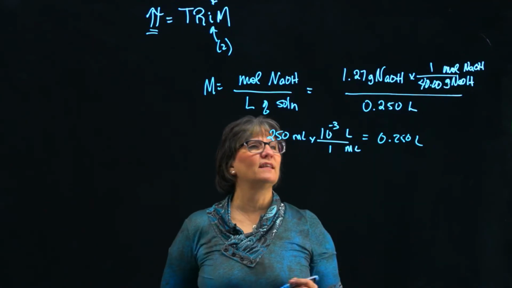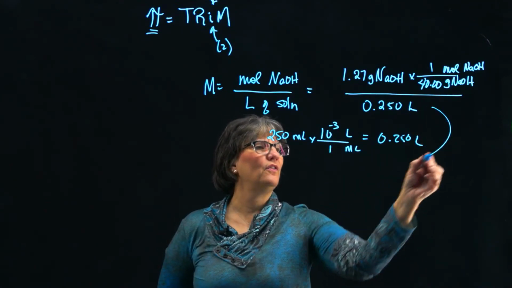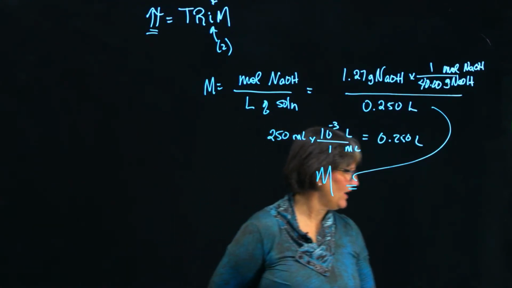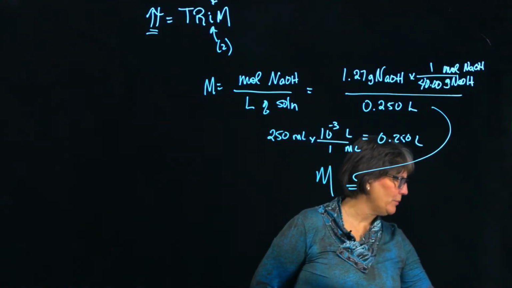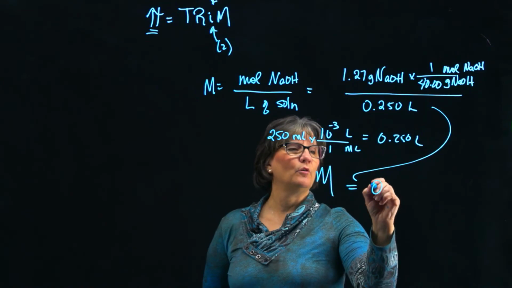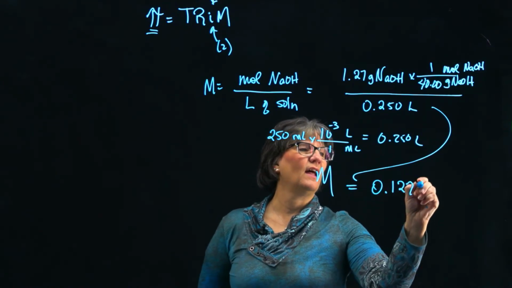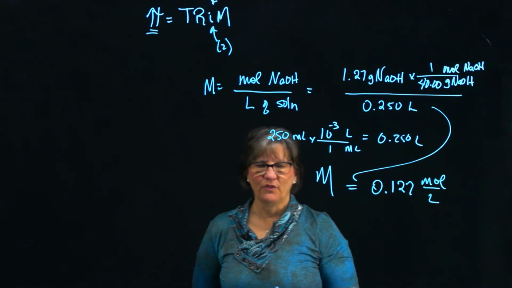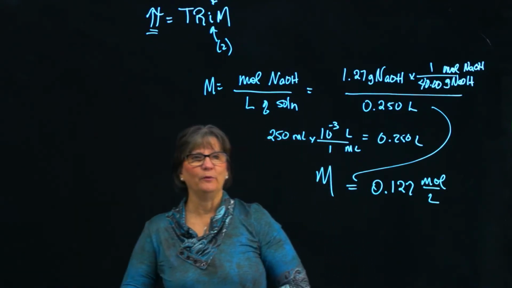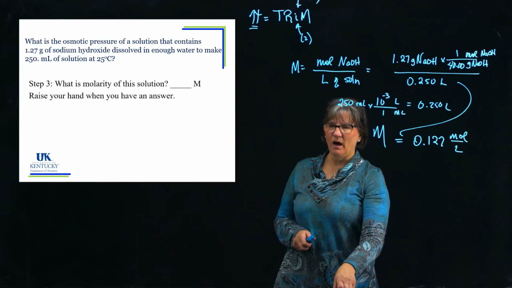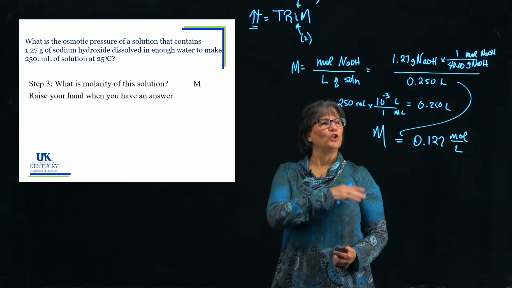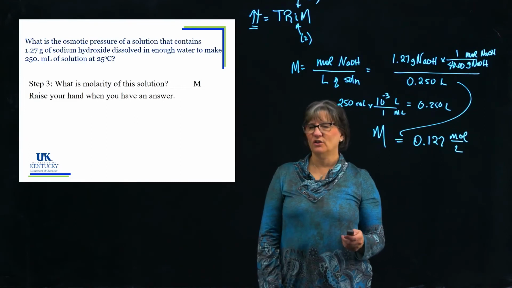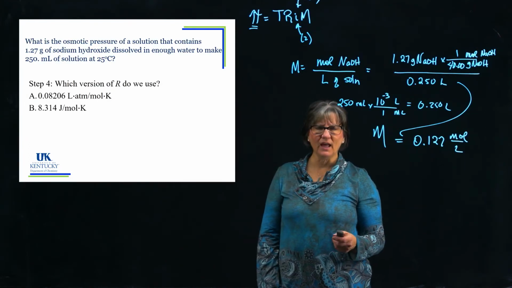Okay, so let's get a value then for this capital M. And that is, I have calculated it here, 0.127, that's moles per liter. All right, so there is the value. Hopefully, when you paused, that's what you got. And if you did not get that, you can always look at my work. If you did get that, you can advance your slide in every case.